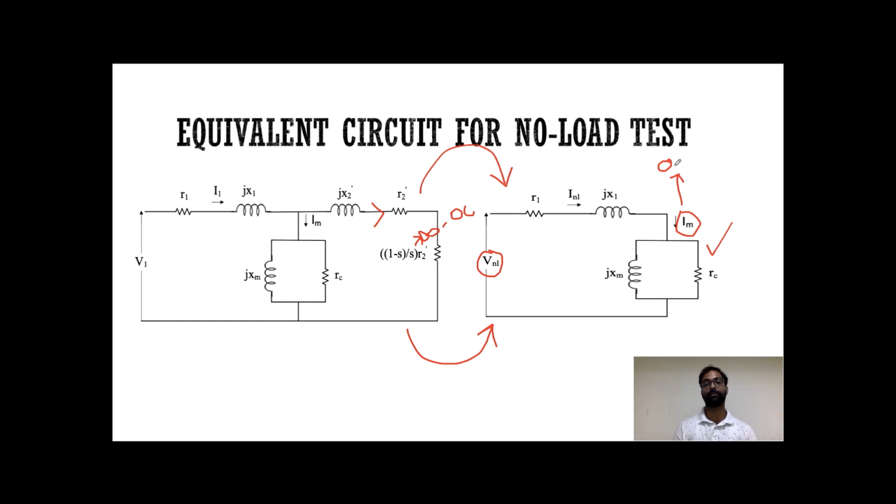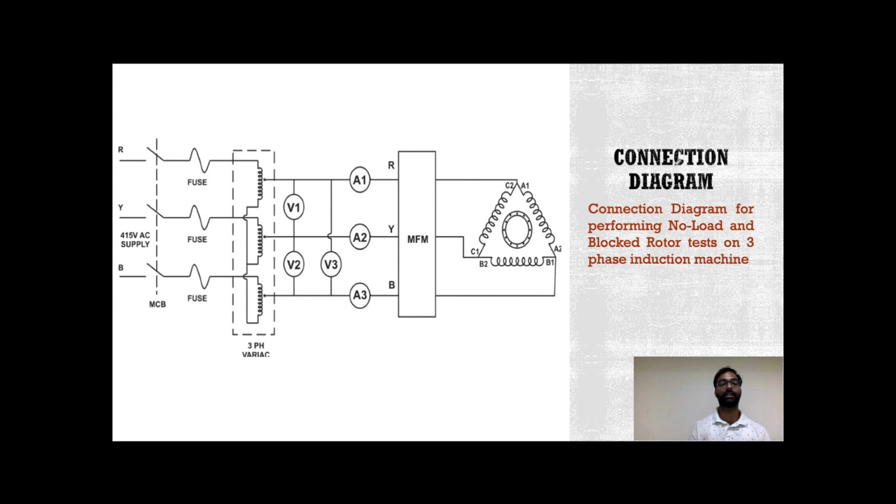Okay, so this is the connection diagram for performing the no load and block rotor test on a three-phase induction machine. I'll explain this diagram in detail. Here we are getting three phases R, Y, and B. It is a three-phase, 415 volt AC supply. These are our supply terminals.